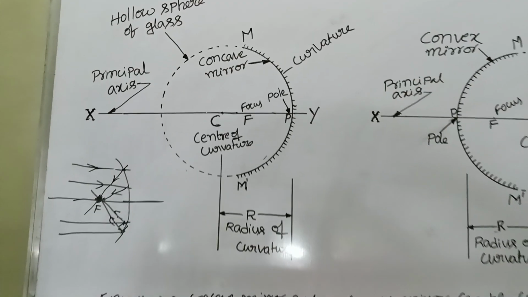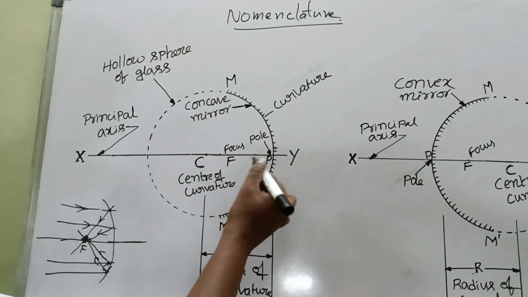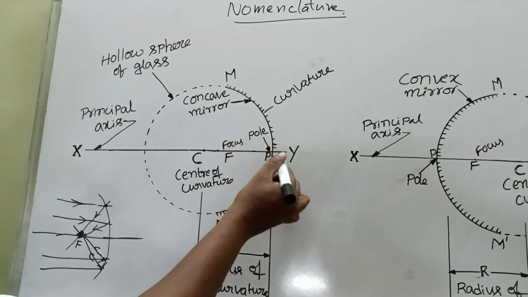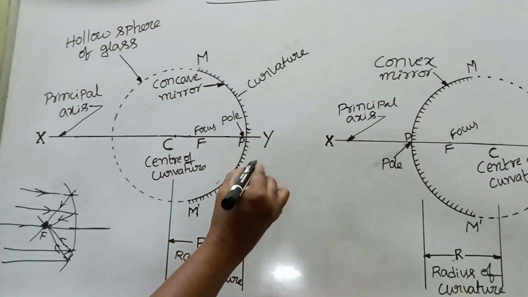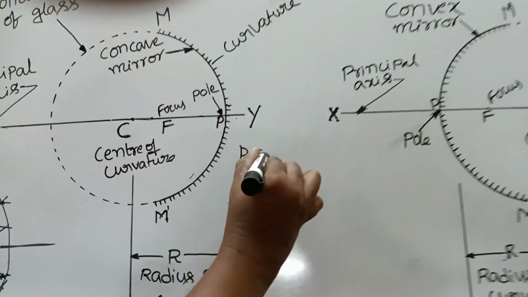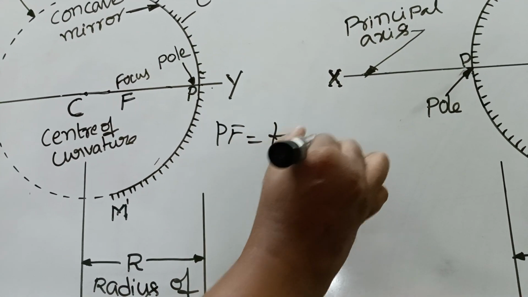Now the distance between the pole and focus is called the focal length. The distance between the pole and focus, here PF, is called the focal length.